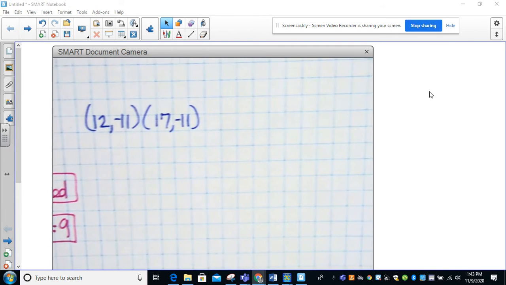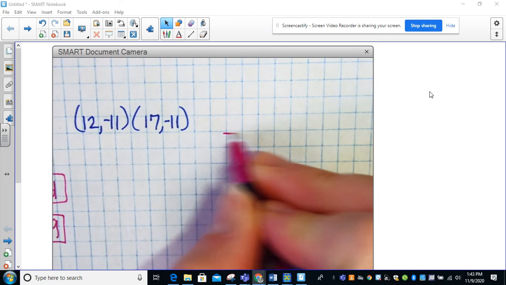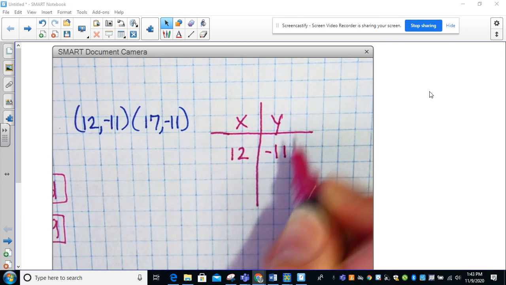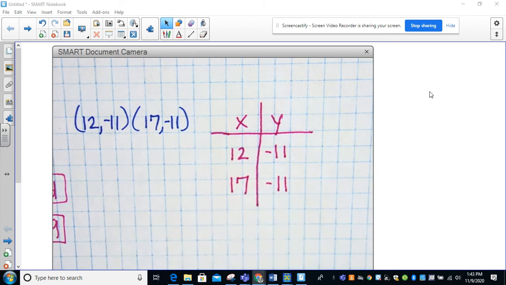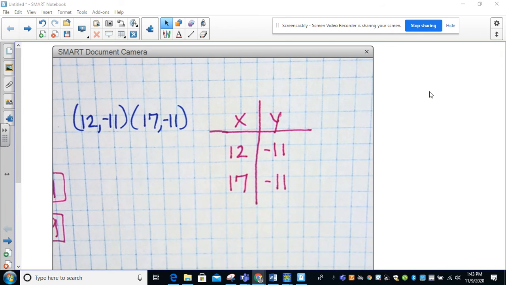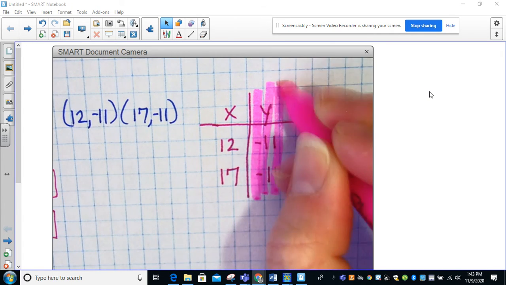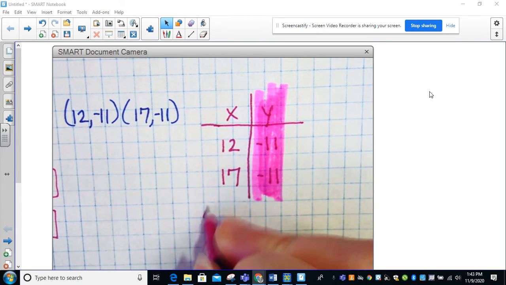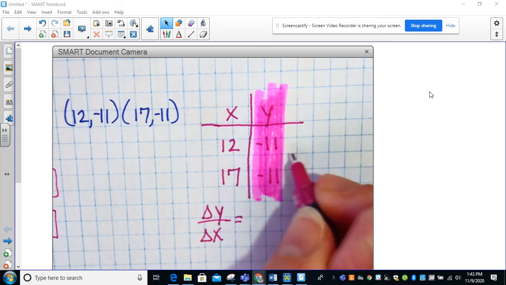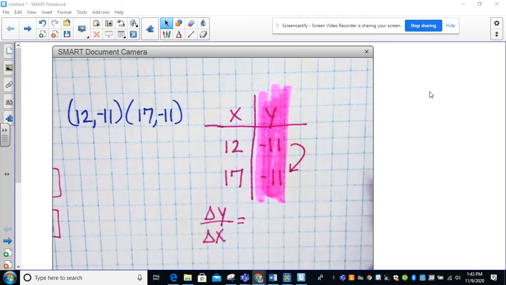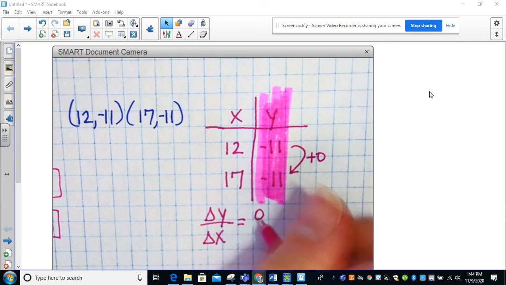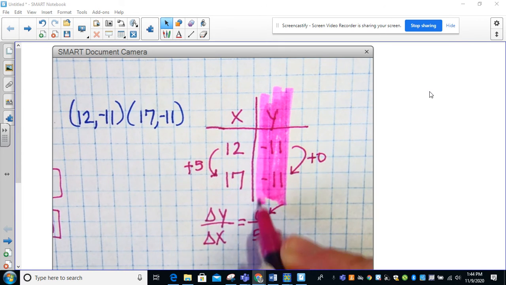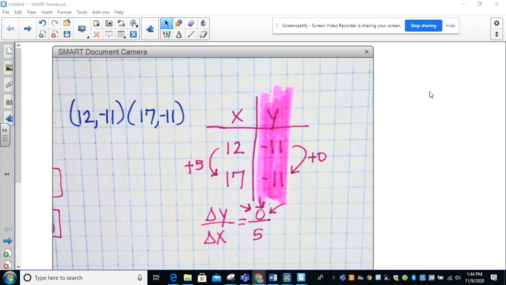So over here, look at this one. I'm going to make a table again. 12, -11, and 17, -11. And here we go again. Notice the y's are both -11. So for our change in y's over change in x's, from -11 to -11 is a 0. And then from 12 to 17 is a +5.